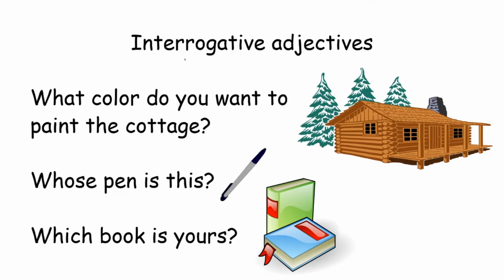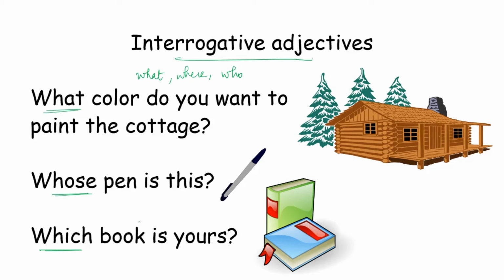And then interrogative adjectives. So interrogative adjectives are used to ask a question. So question words like what, where, who, etc. are examples of interrogative adjectives. So what color do you want to paint the cottage? So what here is the interrogative adjective. Whose pen is this? So whose is the interrogative adjective here. Which book is yours? Which is the interrogative adjective.